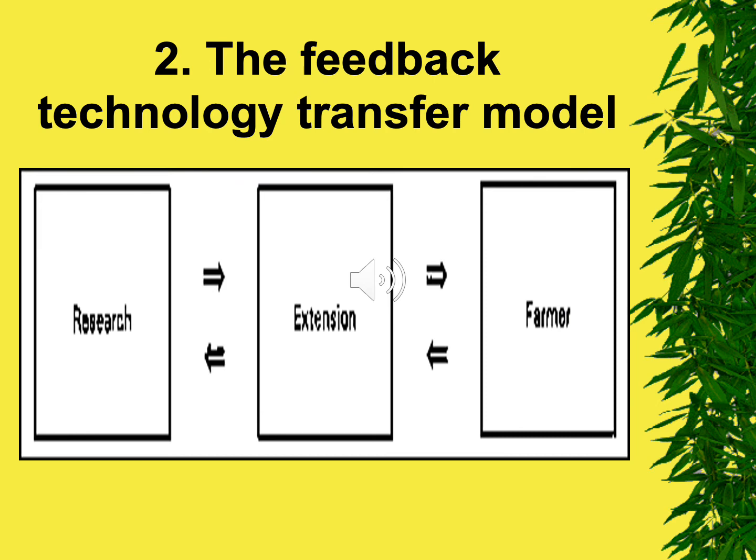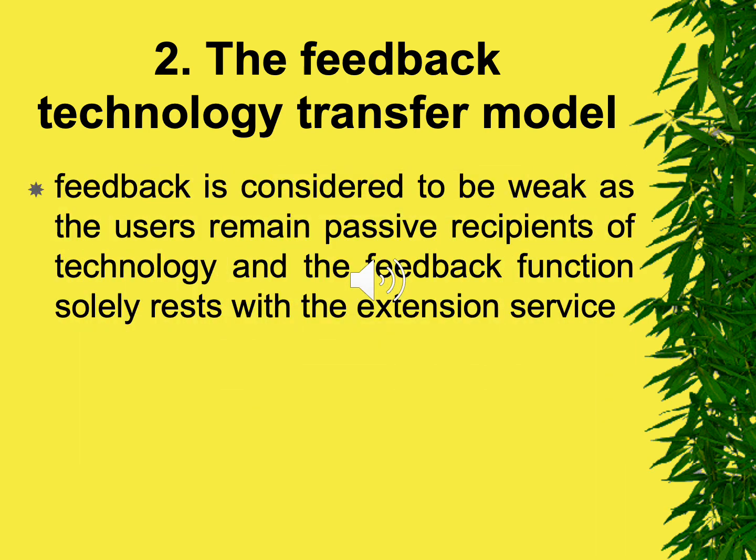The top-down technology transfer model then had an improved or modified version, and that model is called the feedback technology model, in which importance is given to identification of farmer target groups in the recommendation domain. The second model is the feedback technology transfer model. Here the feedback is considered to be weak as the users remain passive recipients of technology and the feedback function rests solely with the extension service. That is to say that the farmers are not giving any feedback, but it is the extension agents who give the feedback to the researchers about the technology.